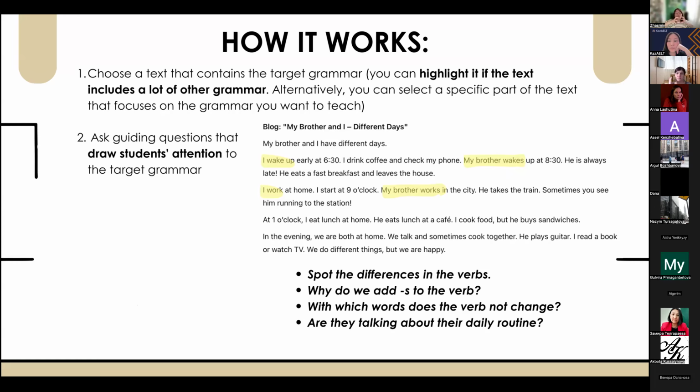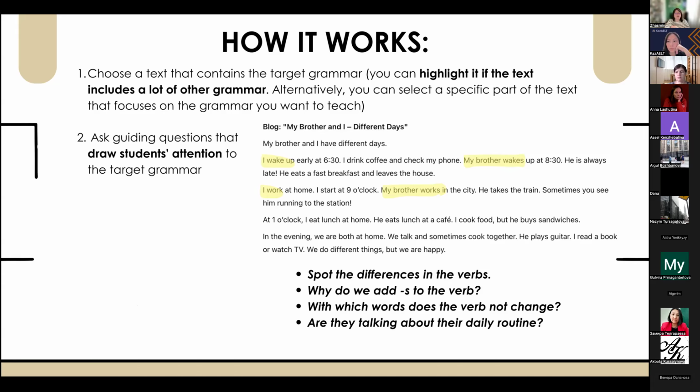While you check their answers to the questions, you can start presenting your grammar. For example, you said, spot the difference in the verbs. What is the difference? What did you notice? One verb has s, the other does not. Why do we add the s to the verb? What do you think? Listen to different ideas. Don't just say, oh yeah, you're correct. No, challenge them. Ask them, why do you think so? Why do you think we add s to this?